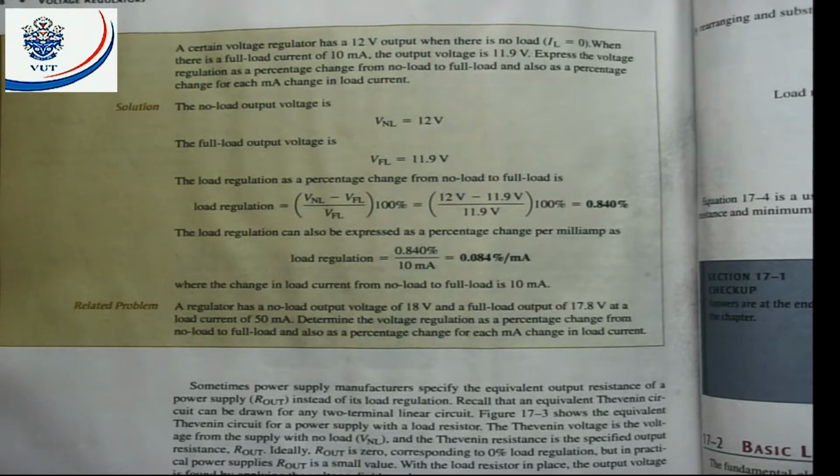No load voltage, 12 volts, full load voltage, 11.9. The formula, V no load minus V full load divided by V full load, is 12 minus 11.9 divided by 11.9, and that will give me 0.84%. All right. Now they say we must express it as a percentage change per milliamp. Then it's going to be 0.84 divided by 10, and that will give me 0.084 percent per milliamp. All right.